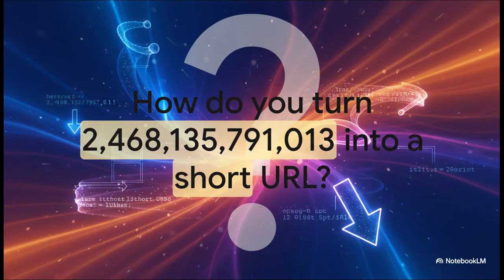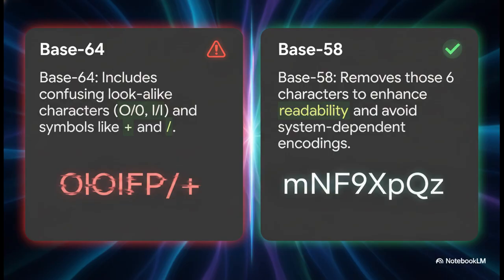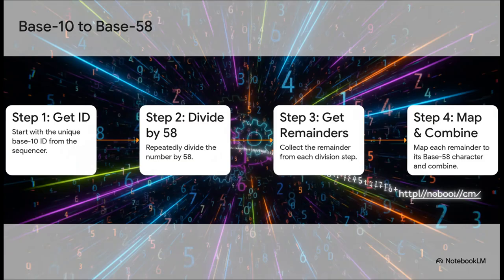Okay, so you have this giant, unique number, something huge like 2 trillion and change. But how do you turn that into a nice, short, clean URL that you can actually use? That's the next piece of the puzzle. And this is where things get really clever. You might think they'd use a standard encoding system, maybe something like base64. But here's the problem. Base64 uses characters that are super easy to mix up. Think about the number 0 and the letter O, or a lowercase l and a capital I. So instead, they use a custom system called Base58. It's brilliant, really. It just throws out those 6 confusing characters to make the links way more human-friendly and less prone to typos.